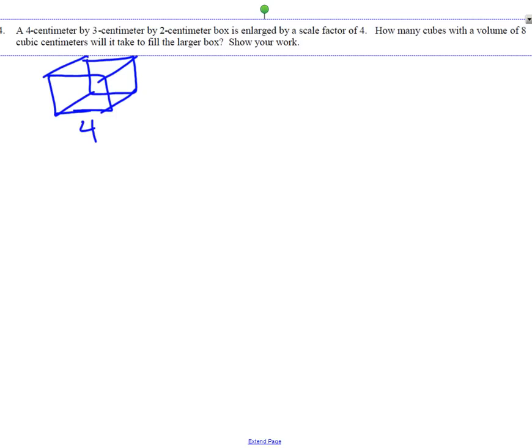So this is 4 by 3 by 2. We have a scale factor of 4, which means this is going to get a lot bigger. Can you do a sphere? Yes, remember we said shape doesn't matter? We couldn't use these numbers with a sphere because it doesn't have that many dimensions, but they could give you problems about spheres. All right, back to this.